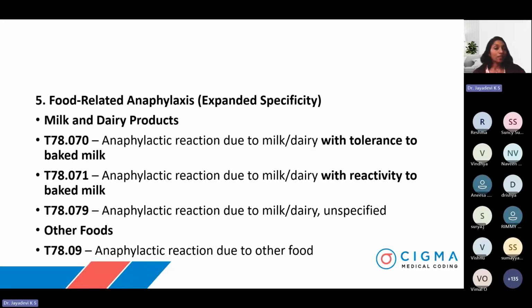Now, new codes for milk and dairy products are, of course, what we were searching for, right? Food-related anaphylaxis. T78.070 is anaphylactic reaction. Anaphylactic is an abnormal, unpleasant, very violent reaction due to milk and dairy with tolerance to the baked milk. And T78.071 anaphylactic reaction due to milk and dairy with reactivity to baked milk. T78.079 anaphylactic reaction due to milk and dairy unspecified and other foods. Anaphylactic reaction due to the other food conditions, foods, T78.09.